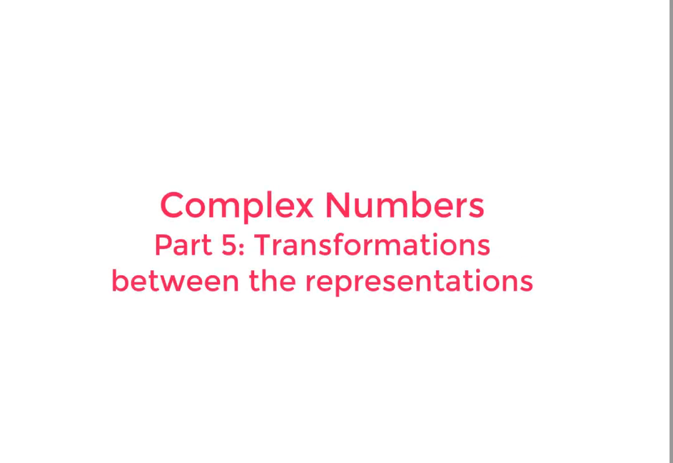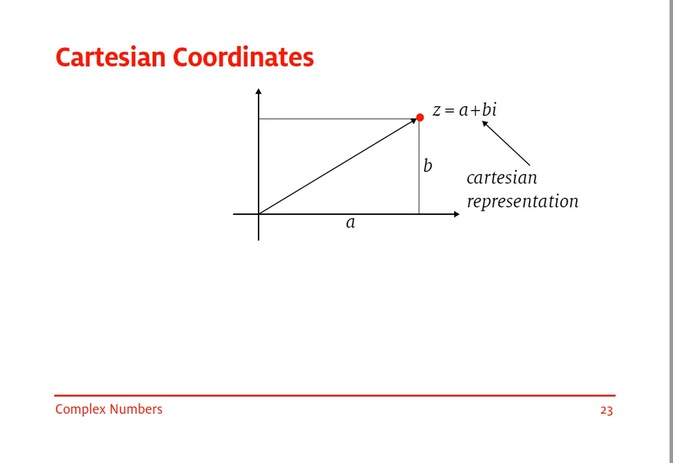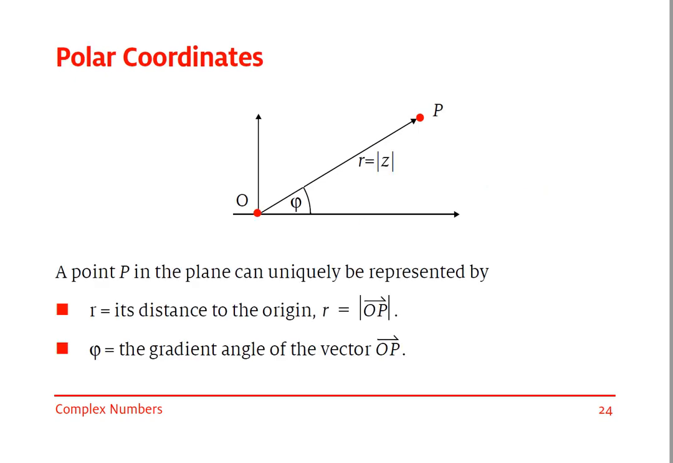Now we know two different representations of complex numbers. The first representation is the Cartesian representation, where the complex number z is given as a plus bi. A is the real part and b is the imaginary part. The second representation is the so-called polar representation, which is given by r and phi.